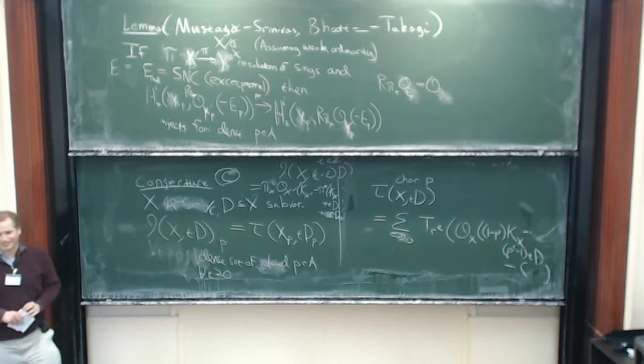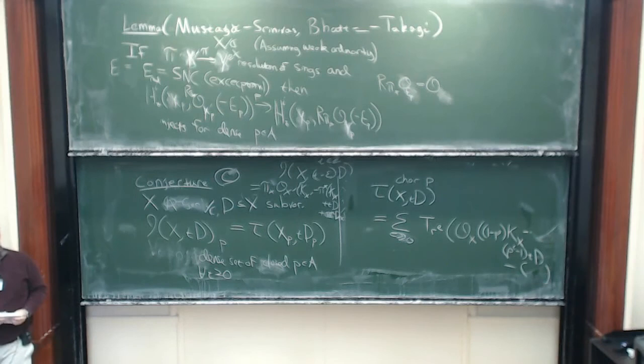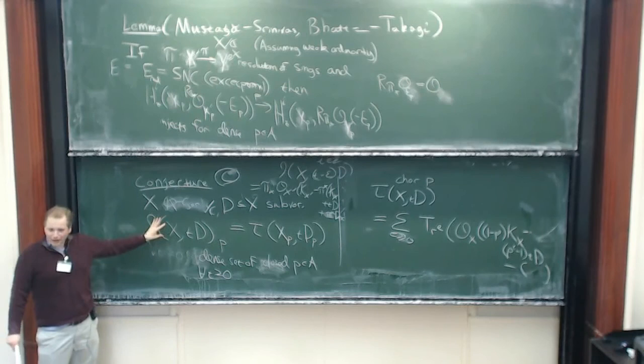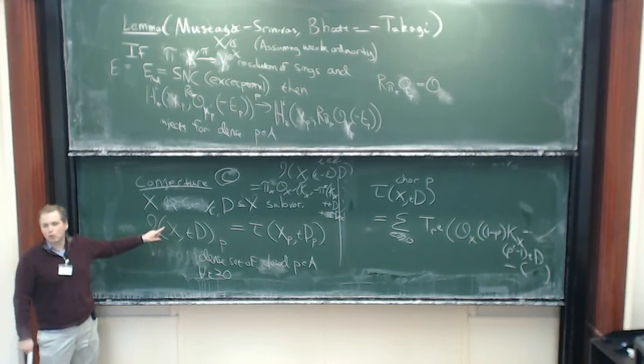What is the thing which makes this work? Because if this was correct, then I would be happy. There's a way to phrase Du Bois-ness in terms of multiplier ideal type statements. And how about I tell you this after?